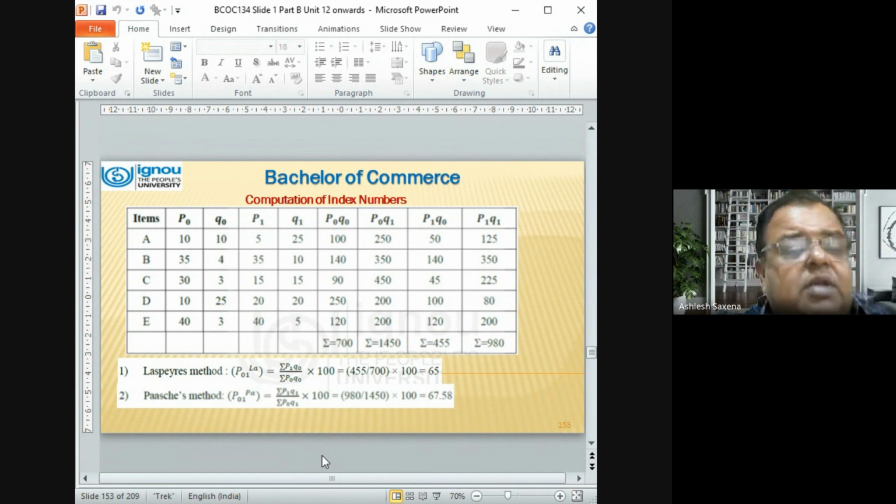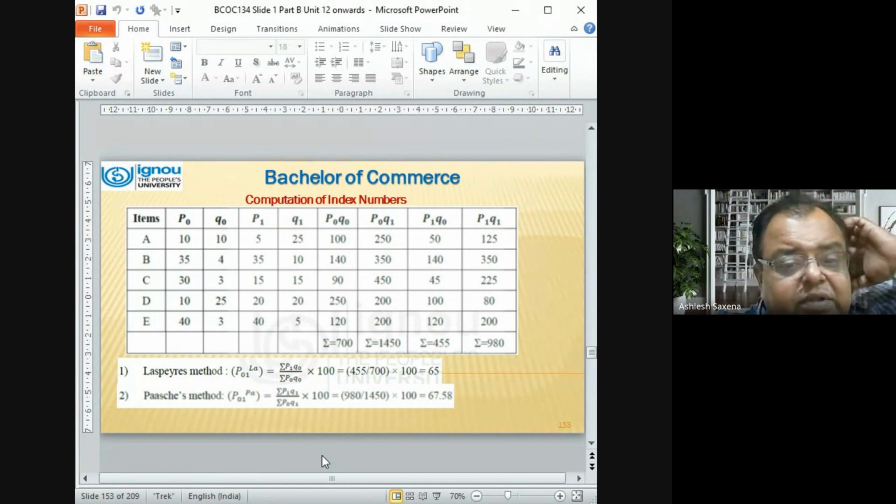the second column is P naught, Q1. The next one is P1, Q naught. The last one is P1, Q1. These all values have to be multiplied. Normal multiplication has to be done. And the last four columns have to be added because these all four values will be used in the formula.